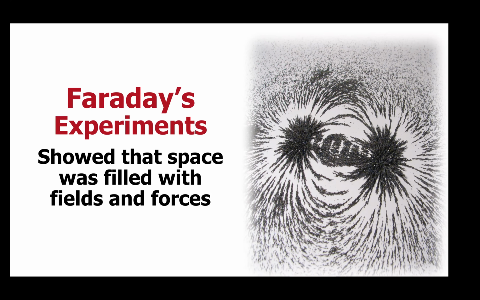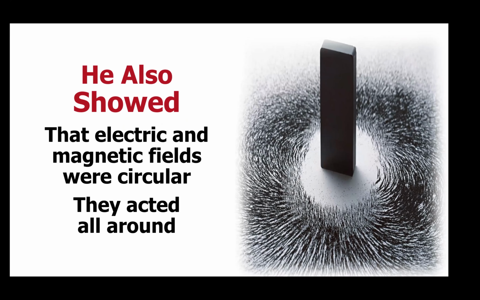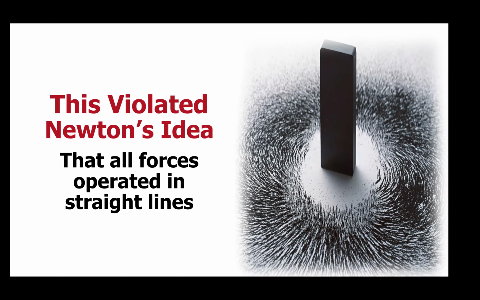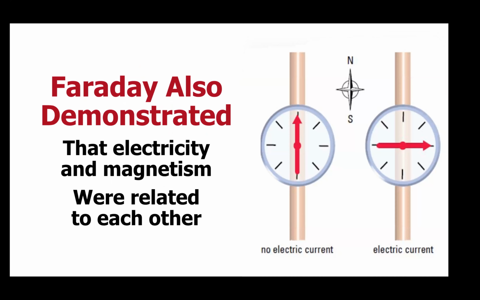Faraday's experiment showed that space was filled with fields and forces. Even though we couldn't perceive them through the iron filings, we can show they're there. He also showed that electric and magnetic fields were circular. They acted all around. You see this by putting a bar magnet down and how the iron filings arrange themselves. This violated Newton's idea that all forces operated in straight lines.